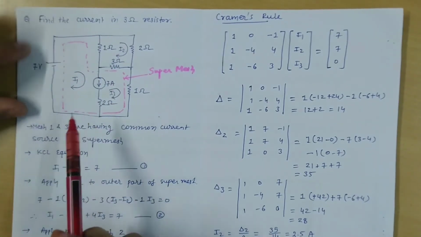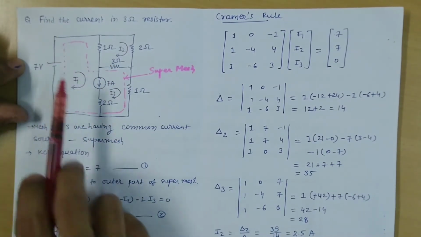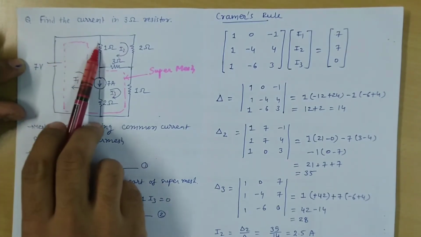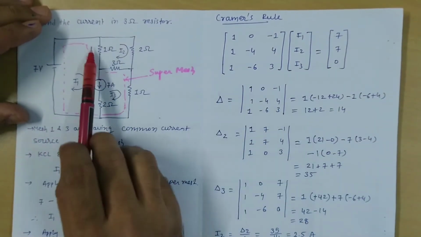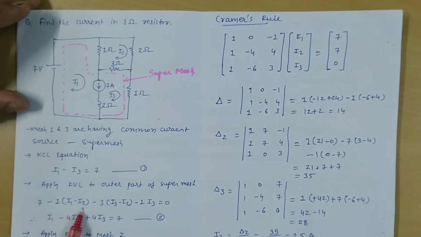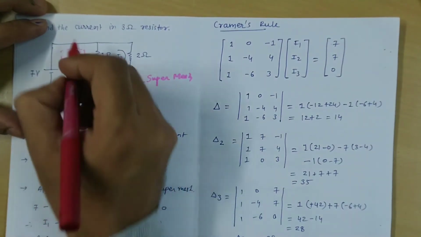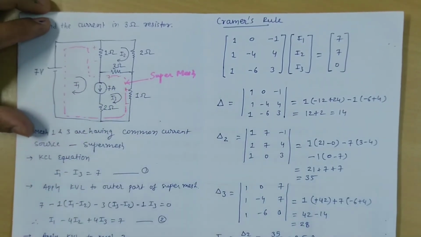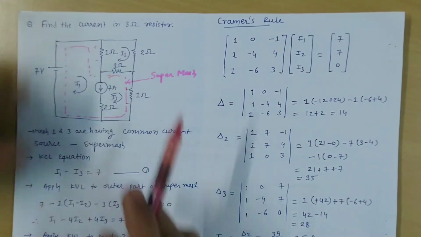If we apply KVL and travel in the clockwise direction, we are going from the negative to the positive terminal of the 7 volts. That's why there is a rise in the potential, so it is positive. Now in this case, we are going from this side to this side, positive to negative. That's why it is -1 multiplied by I1 minus I2. We will consider the direction of current clockwise in the super mesh. That's why the polarity is like this: positive, negative, positive, negative. So we get -1 multiplied by I1 minus I2.